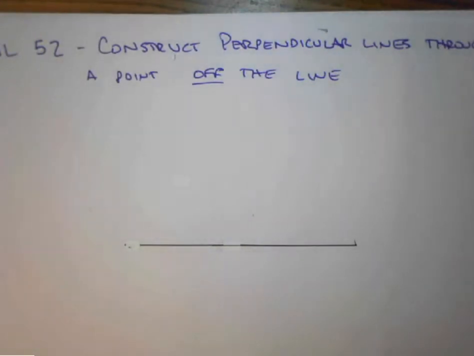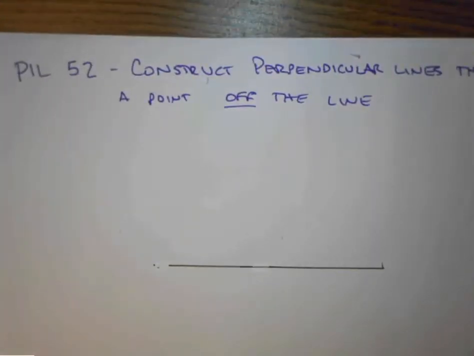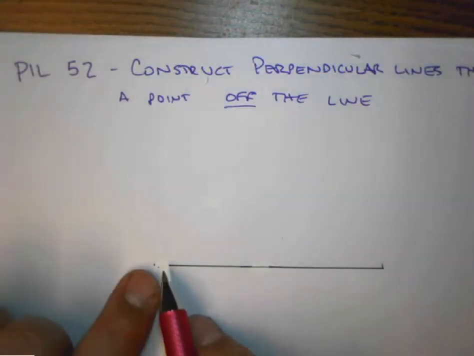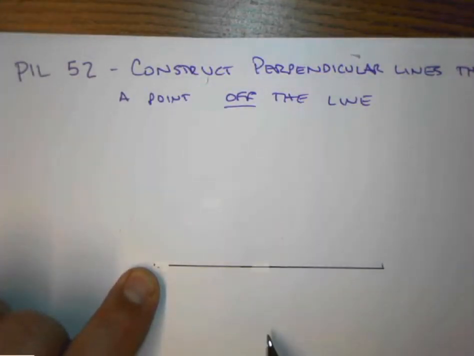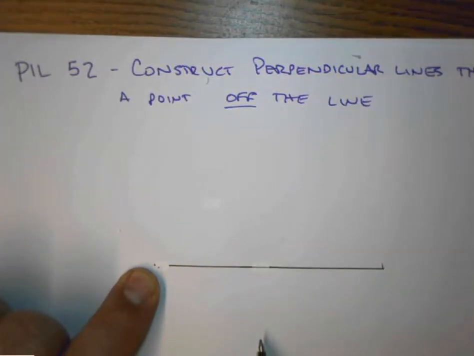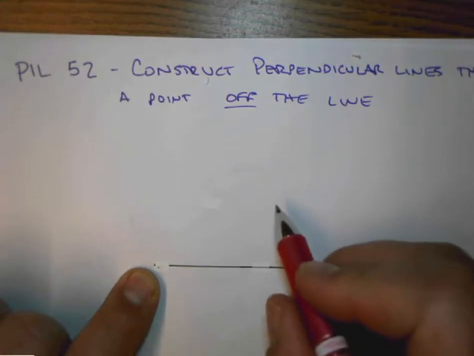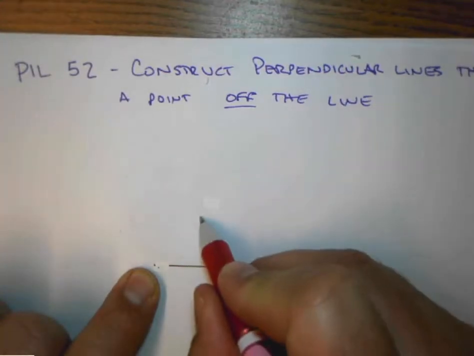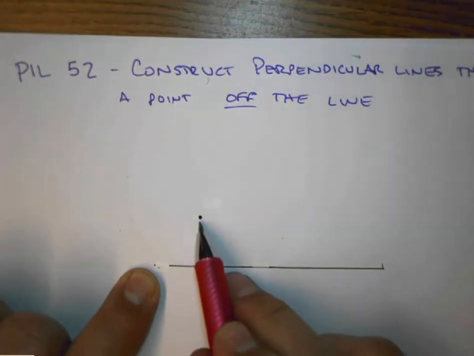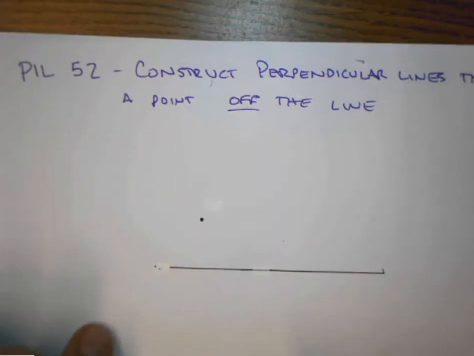In this particular case, we're doing PIL 52, constructing perpendicular lines through a point off the line. We know that we can construct a perpendicular line through this segment. It would be the perpendicular bisector using our previously learned methods. What we want to do at this point is pick a point that's not straight up in the center here. We want to produce a line that is perpendicular but through this point.